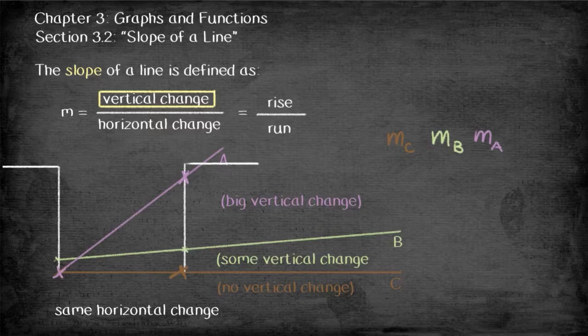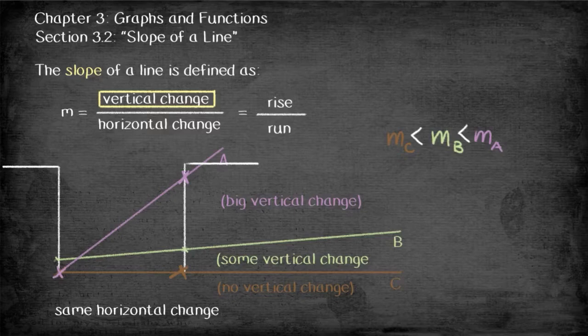And so we get that the slope of line C, where we had no vertical change, must be less than the slope of the green line B, because there was no vertical change compared to some vertical change. And we can see from the picture that I'm going to have the largest vertical change of all when I travel on the purple line.